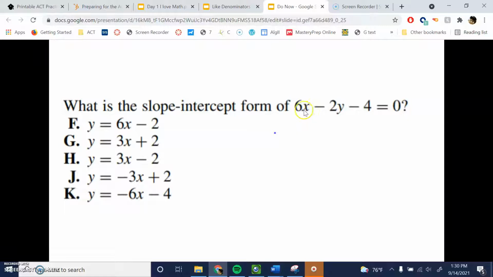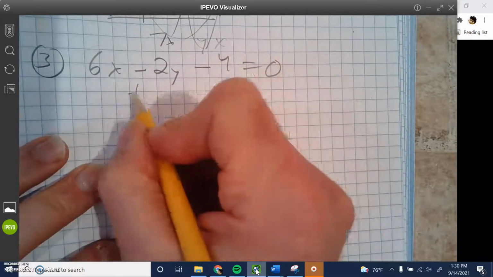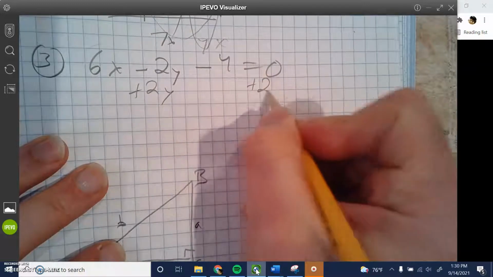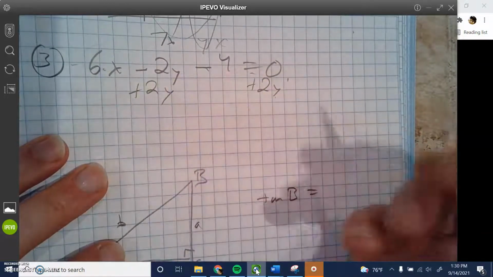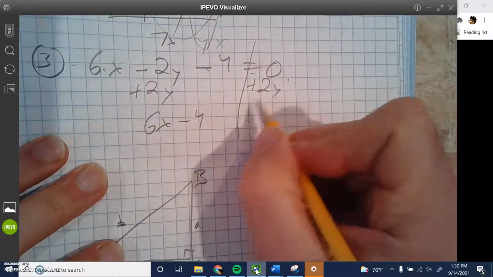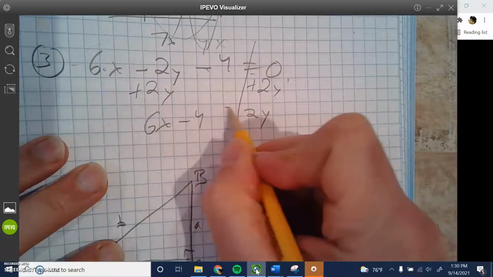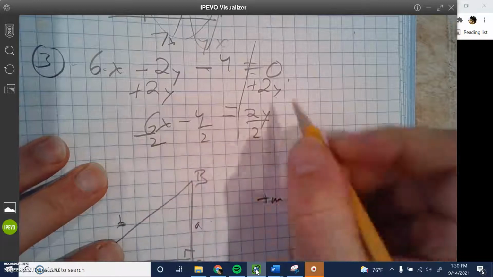Slope-intercept form of 6x minus 2y minus 4 equals 0. F, G, H, J, K. What is it? Do it. Let's see. I know y has got to be by itself, so I'm just going to add 2y to both sides. Let's see if that move works, because rather than move all these over there, maybe we'll just get this over there. It'd be easier. So I have 6x minus 4, and 2y over here. So now just divide all the terms by 2.